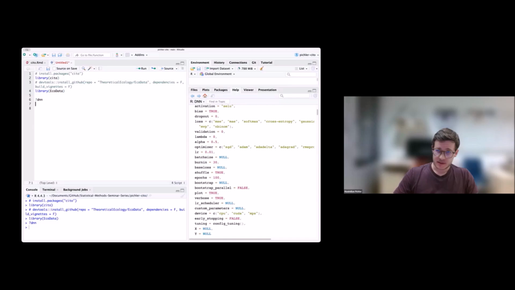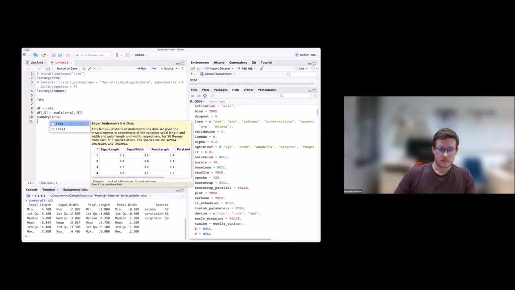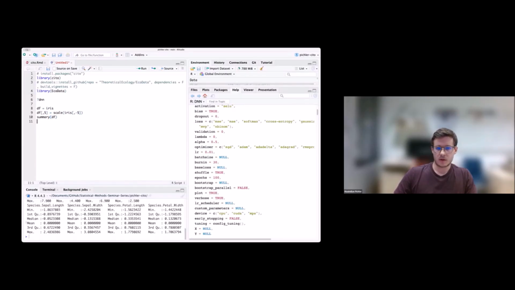With these deep neural networks, I already said it, it can be quite tricky to get them to converge. And the first thing I would always do is to scale our data set. So scaling means that we are standardizing and centering our predictors. So if we have, for example, the iris data set, I'm going to scale the continuous variables in this data set. If I run the summary, we see that now all of them have a mean of 0. So we can now fit our neural network.